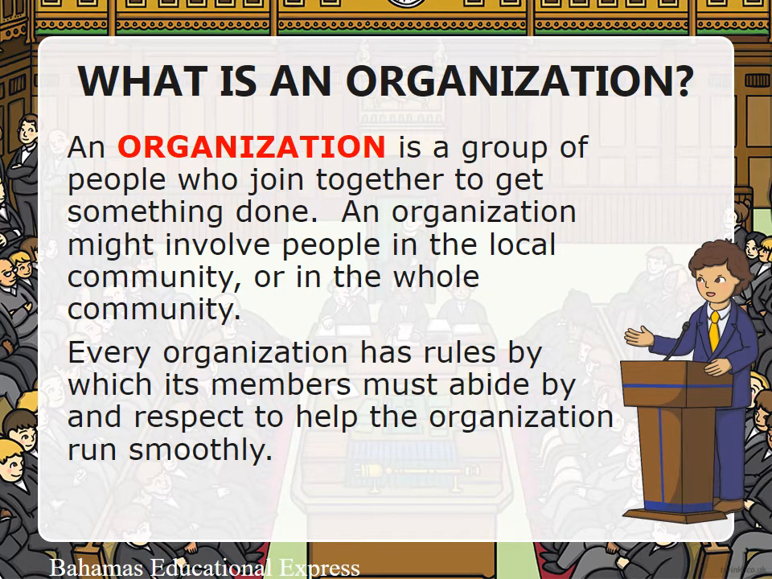We learned that an organization is a group of people who join together to get something done. An organization might involve people in the local community or in the whole community. Every organization has rules by which its members must abide and respect to help the organization to run smoothly. So persons must abide by the rules of an organization.